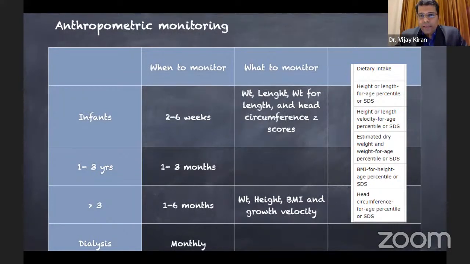We look for the weight for length and head circumference with Z scores. In 1 to 3 year old kids, every 1 to 3 months, we have to keep monitoring all these things. More than 3 years, at least monitoring once in 4 months is what we usually practice. Weight, height, BMI, and growth velocity. As the previous speaker was talking about, our growth charts are very, very basic and very important. And those children who are on dialysis, all these things have to be monitored monthly.